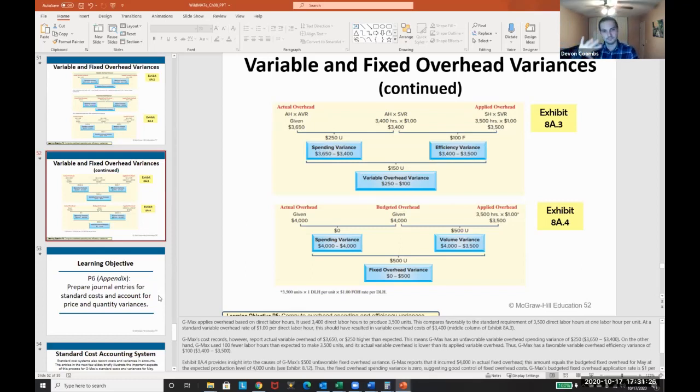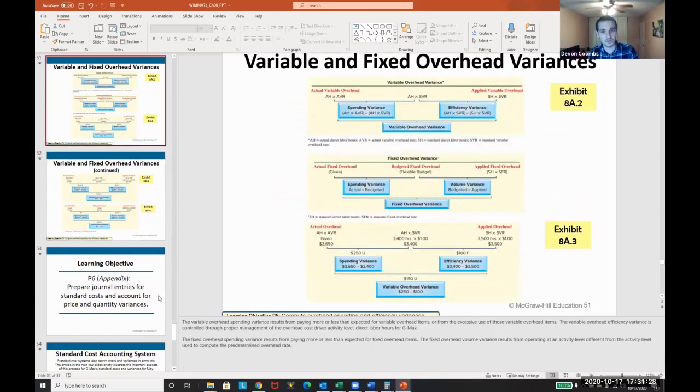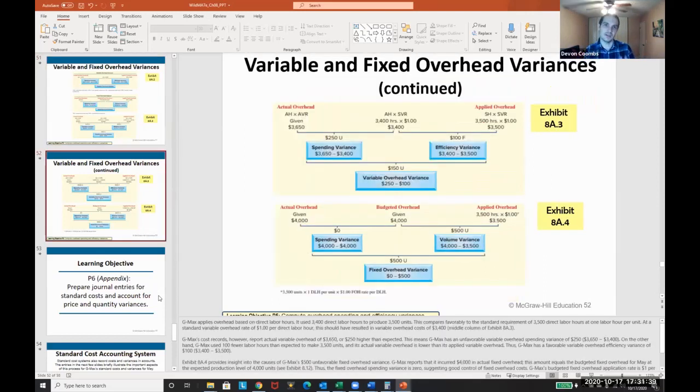And so again, don't stress too much on these variable variances, but I wanted you to be exposed to the topics because they're extremely helpful in understanding the different ways that you can reach the variances. And then you can also see how easy the direct material and direct labor variances are themselves.